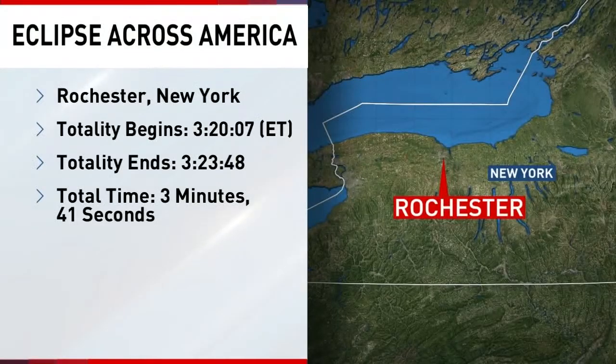This is very exciting. All right, the partial eclipse just started a few minutes ago in Rochester, New York. The city on the shores of Lake Ontario in western New York will experience more than 3.5 minutes of totality starting at 3:20 local time. That's where we find Jackie Napier in Rochester right now. The weather there not bad, right?